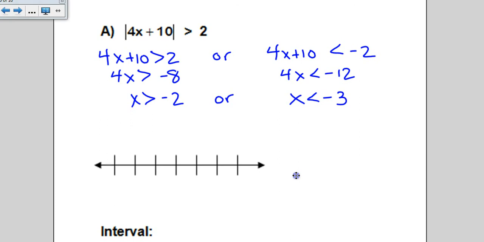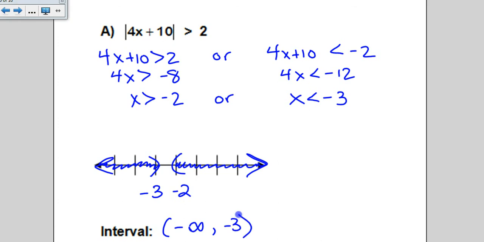So I'm going to have to graph everything that is greater than negative 2 or anything less than negative 3. I'm going to go ahead and put these down on the number line. Less than negative 3 would be everything this way. Greater than negative 2 would be everything this way. And notice I have parentheses on both of those because it's not equal to. Now my interval for that solution is going to go from negative infinity up to negative 3, parenthesis, and then it's going to jump to negative 2 and then go forever to infinity.